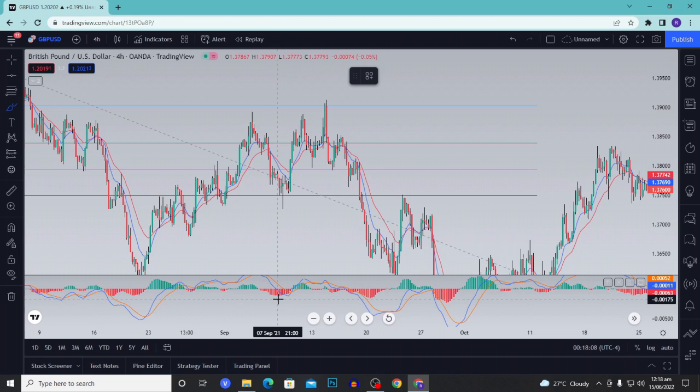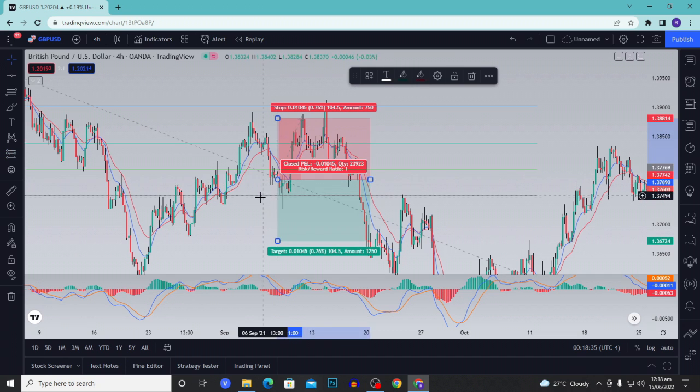Right here. Now you look up to make sure that your 20 exponential moving average, or the red exponential moving average, crosses above the 10 exponential moving average, or the blue exponential moving average. And in this case it did. So our entry would have been right here.